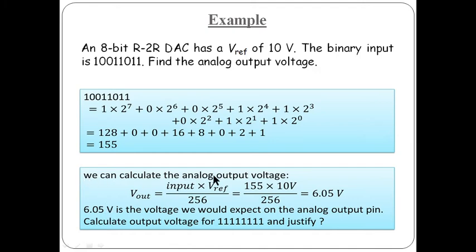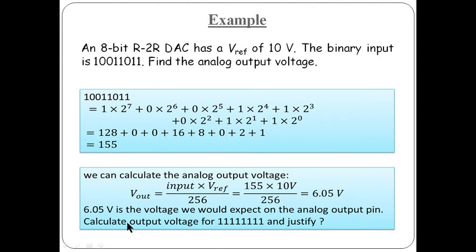Now we can calculate the analog output voltage, which is V of output equals V of input into V of reference upon 256. How do we get this 256? It is actually the value of 2 raised to the power 8. By putting this value, we will get the value of the analog output as 6.05 volt. So 6.05 volt is the voltage we would expect on the analog output pin.